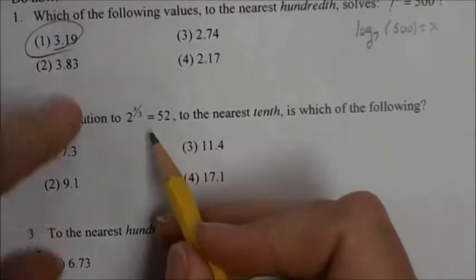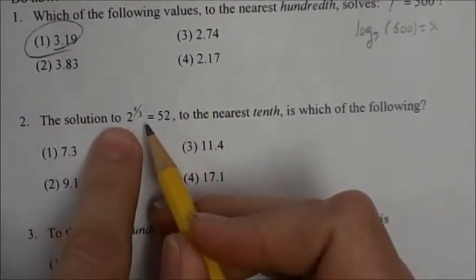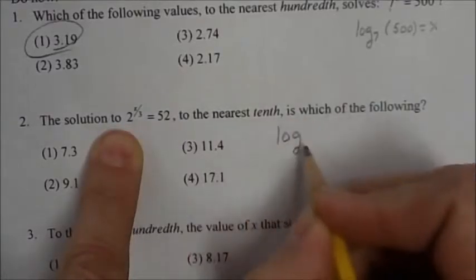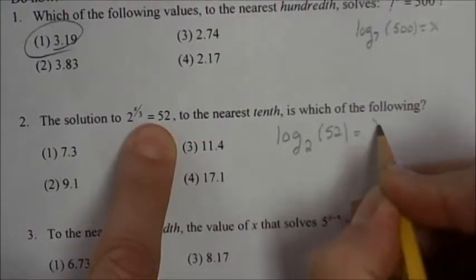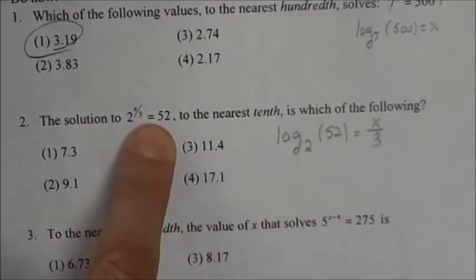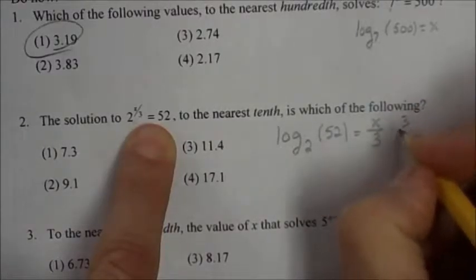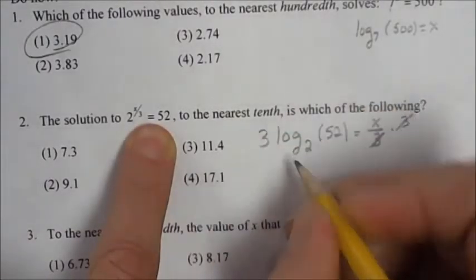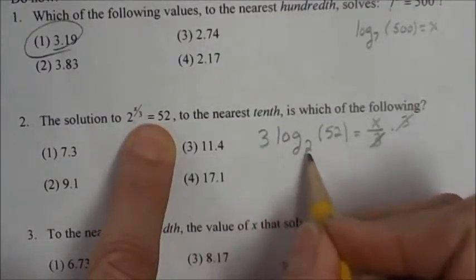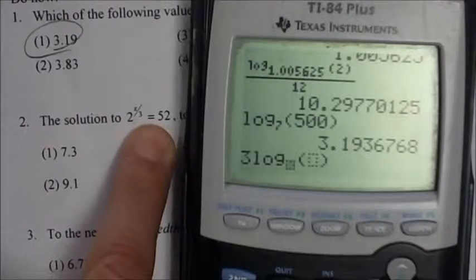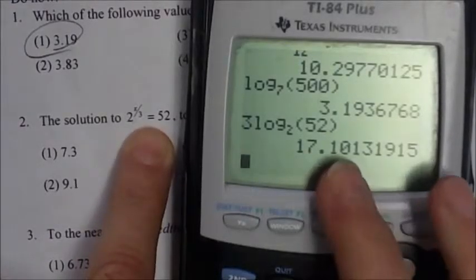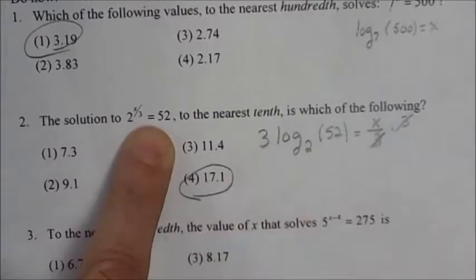The second equation is an exponential equation. X is up in the exponent, so you're going to use the log function. The base of this is 2. You're taking the log of 52, and that's going to be equal to x divided by 3, the exponent. Multiply both sides by 3 to get rid of that denominator, and in your calculator you can do 3 times log base 2 of 52 to get your answer. And the answer turns out to be 17.1, which is option 4.